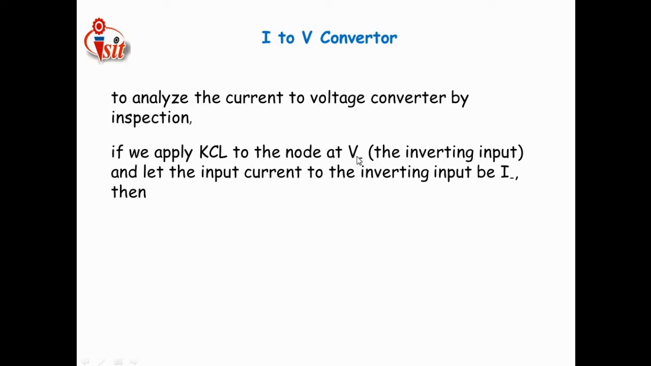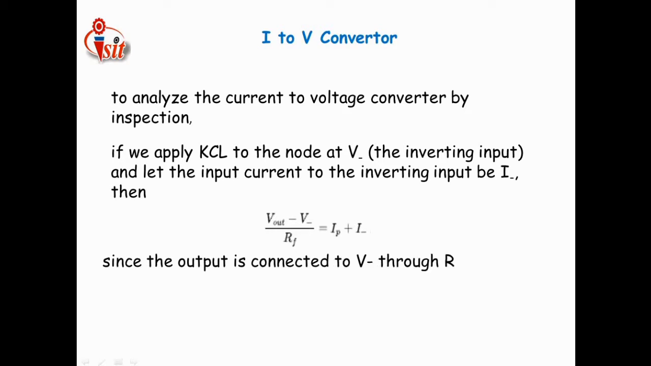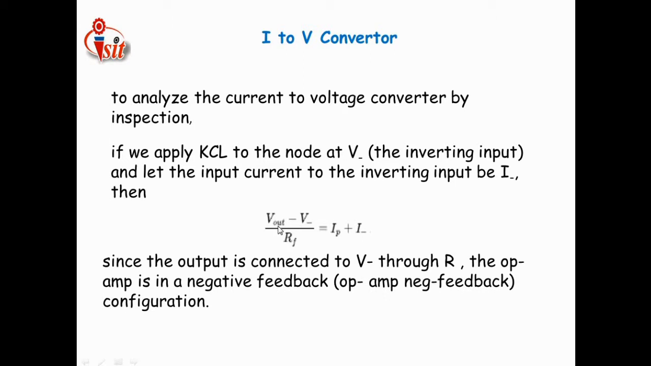At the node V minus, that means the inverting input, for that purpose V minus is mentioned. If instead of the inverting input we connect the input to the positive terminal, the non-inverting input of the op-amp, that is V plus, then what happens? Let the input current to the inverting input be I minus. Then what does Kirchhoff's current law say about output current and input current? V out minus V minus divided by RF.